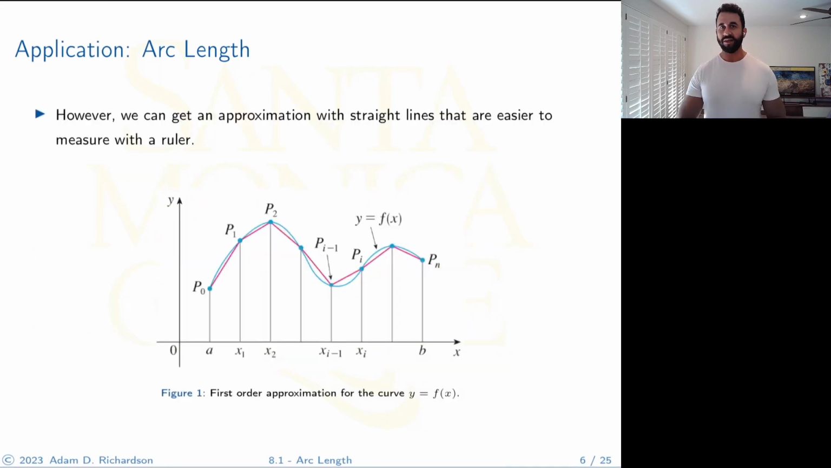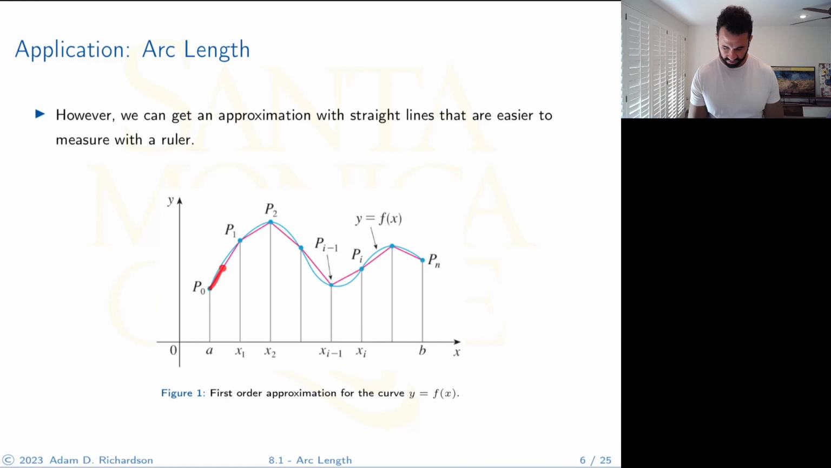Well, we're going to approximate it. Like we talked about in 7.7, we can get a pretty good approximation of a function with straight lines. This is a first order approximation. So what we're going to do is take our curve and subdivide the interval a to b into a bunch of subintervals. It sounds kind of familiar, right? Then we're going to create a first order approximation of the function on each interval.